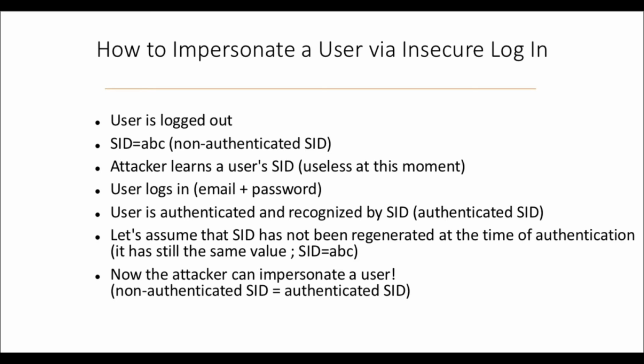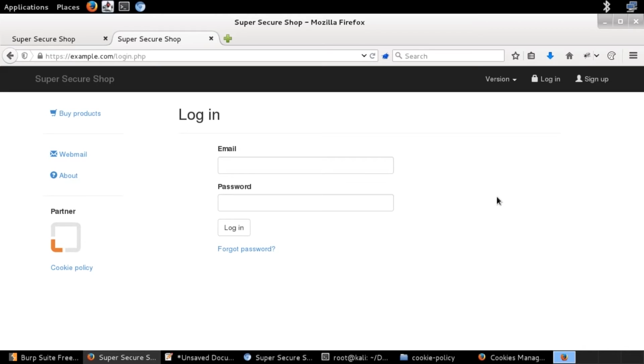Now I believe that you understand what is going on in the story. So I'm going to jump right now to the demo because I can't wait to present to you in practice how you can actually see if this kind of problem happens in a web application or not. So let's jump to the demo. I'm going to show you how you can impersonate a user via insecure login. In other words, I'm going to show you how you can find out whether this kind of attack is possible in your web application. As you can see, right now I am logged out.